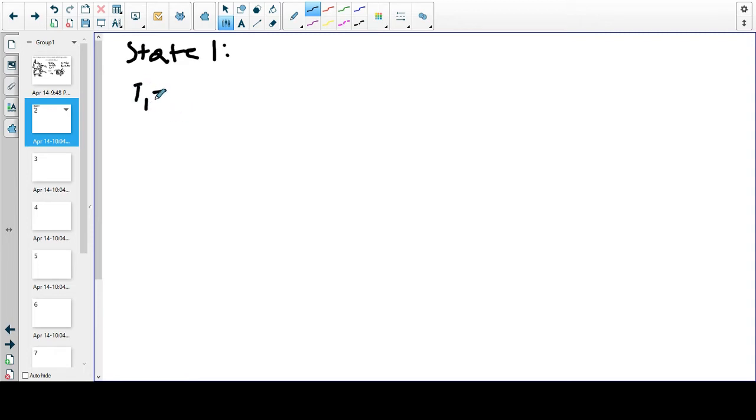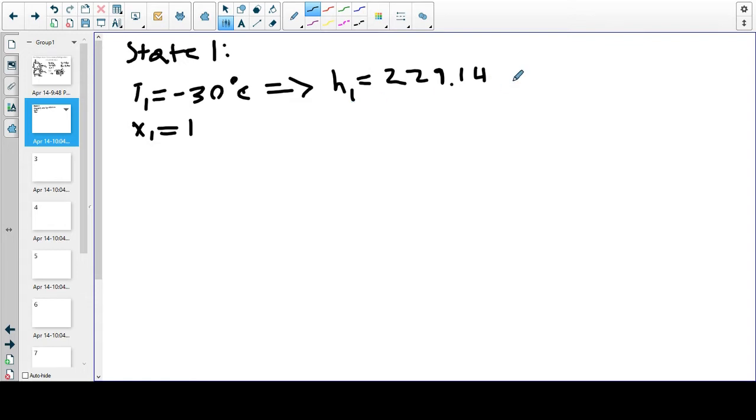So, we are starting with state 1, which is going into the compressor. And we know state 1's values: T1 is negative 30 degrees Celsius, and it is going in as saturated vapor, X1 equals 1. And so we know H1. If you just go to the tables, this one is once again refrigerant 134a. This is just Hg at that temperature, and you get 229.14. So just slide across the table and pull these values out from the Hg column.